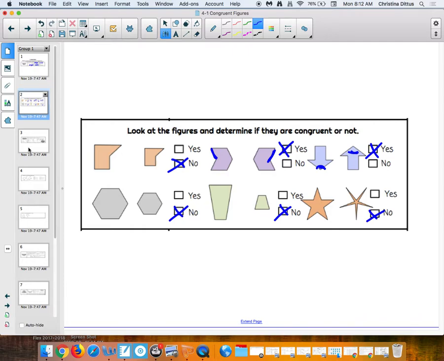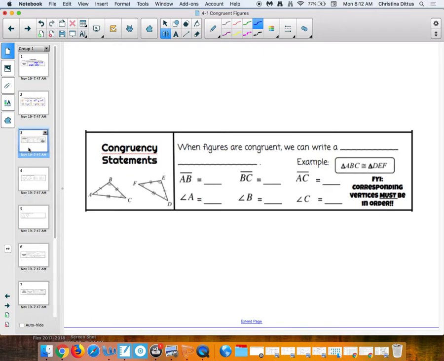Okay. Alright, we have this thing called a congruency statement. I don't know why I didn't like when I was spelling congruency. Everybody check. Did I spell it right? I'm pretty sure I did. Congruency. I think so. Okay.